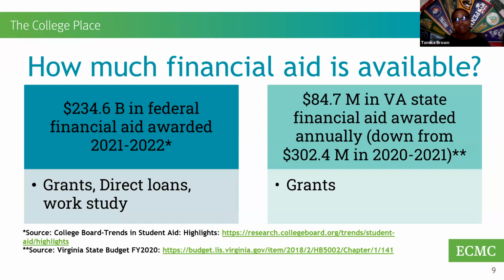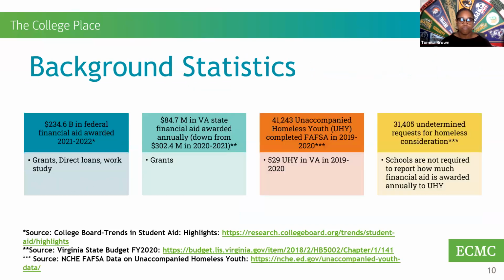In the state of Virginia, we awarded $84 million in state aid during the 2021-2022 school year as well. That's down from the year before. Be mindful, 2020-2021 was a COVID-19 school year. So schools received additional funding for financial aid as well as operational support from the state. So that number shifted for a reason. But still, $84 million available for students who are in the state of Virginia to attend schools here in Virginia.